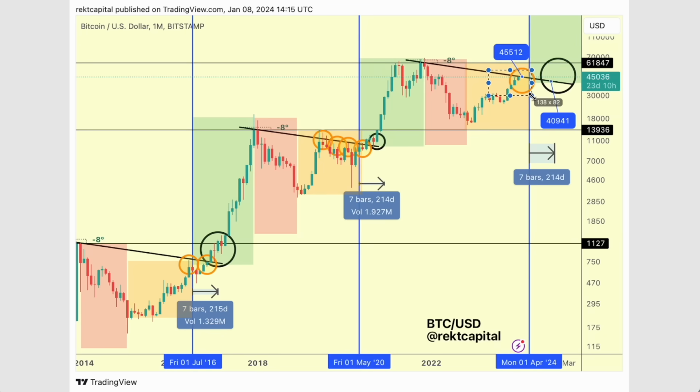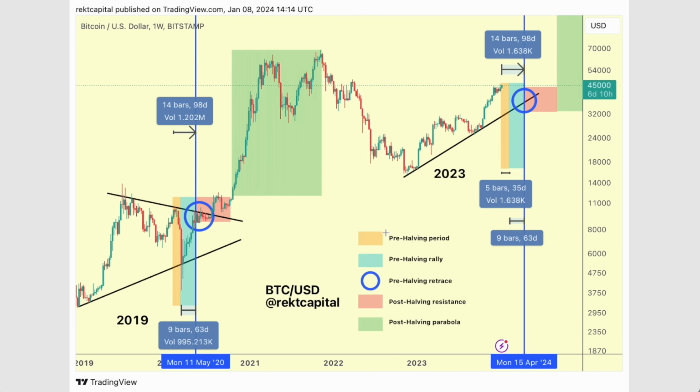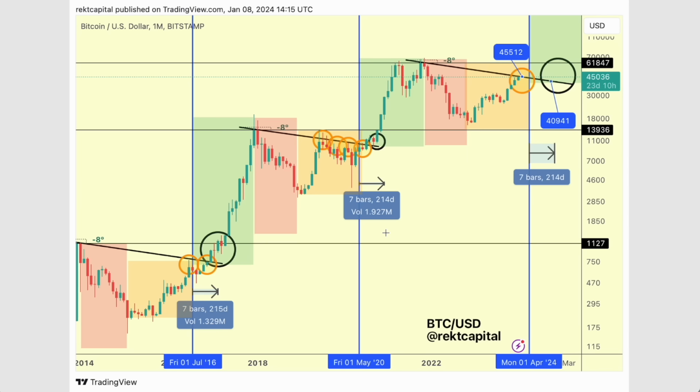Is it really that simple? Over the past few weeks, we were talking about how this black diagonal resistance is going to be rejecting price all the way into the halving event, just like it did in the past. So we're going to be talking about that in a lot more detail in today's video, as well as the 4-year cycle, as well as the pre-halving tendencies. So let's dive right into it.